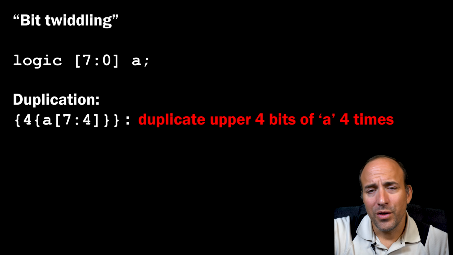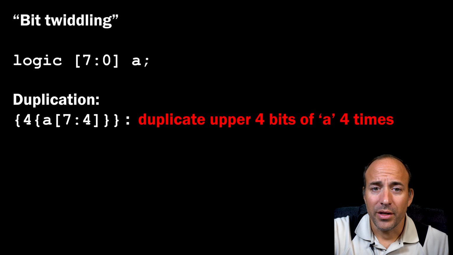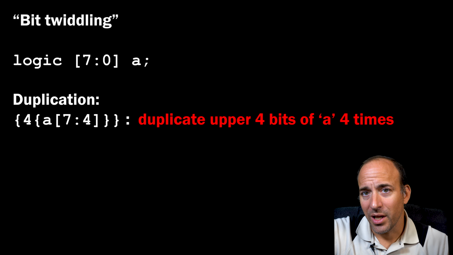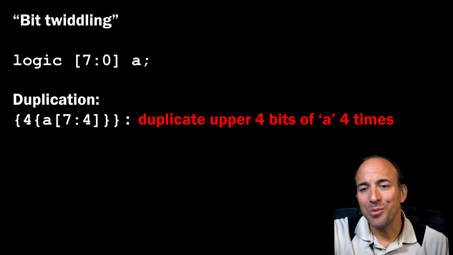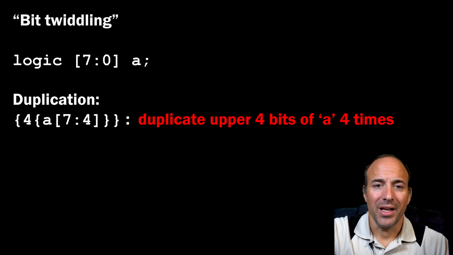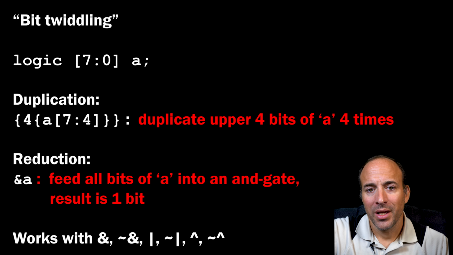Now this one's a little bit confusing because it also uses the curly brace. So for example, the expression {4{A[7:4]}} would duplicate the upper 4 bits of A 4 times, giving a 16-bit result.